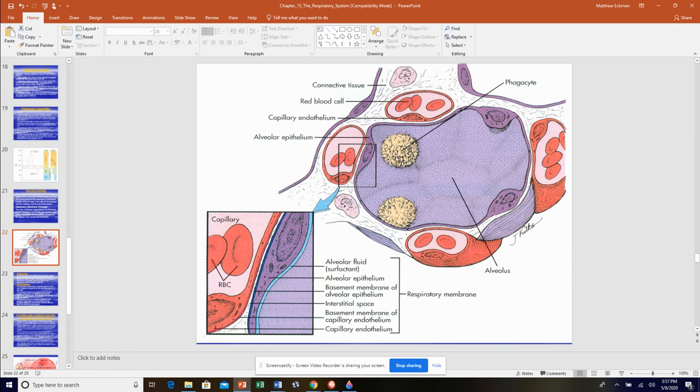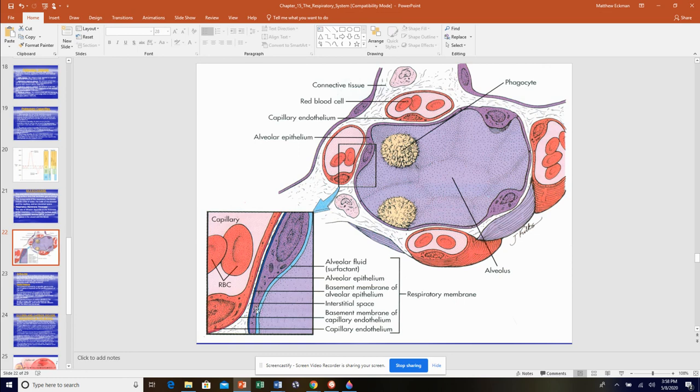The phagocyte is a white blood cell, and those patrol our alveoli here because the air has bacteria and things in it, and these guys can catch that before it gets into you, then it can stop that from causing an infection. So we're looking at the cross section of the surface right here, and if we zone in on this little box right here and expand that with the arrow to the big box, we can see our respiratory membrane in cross section.